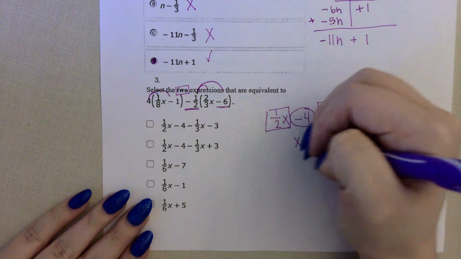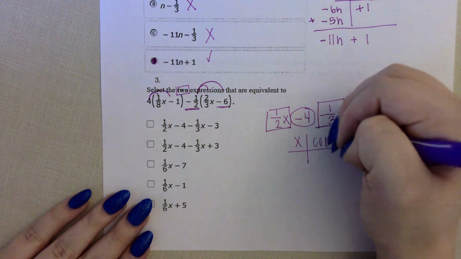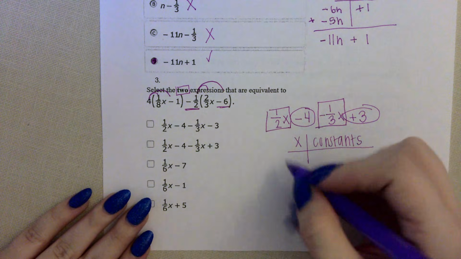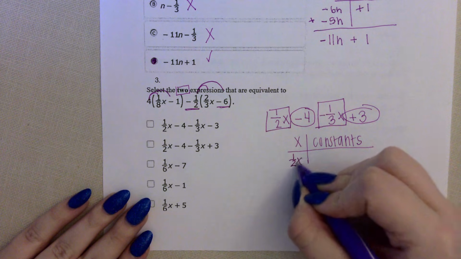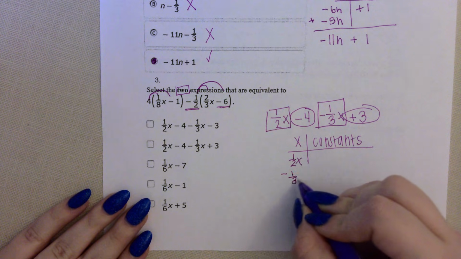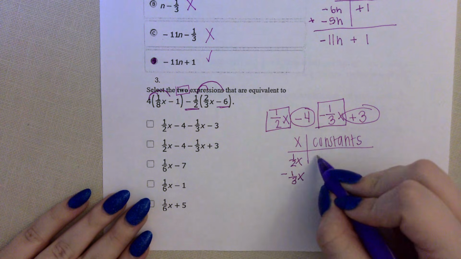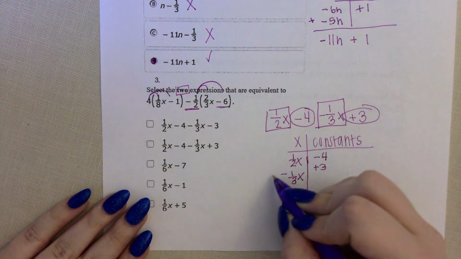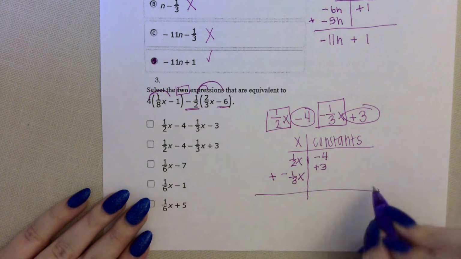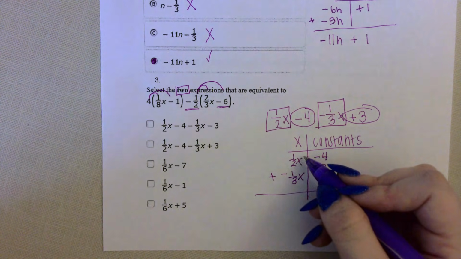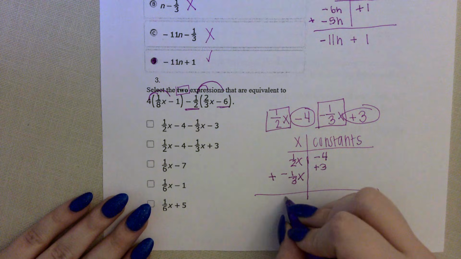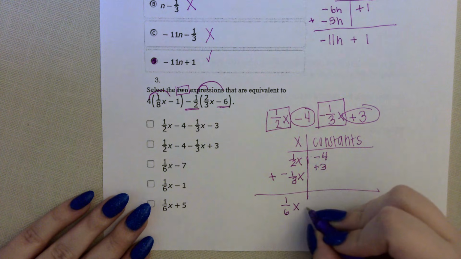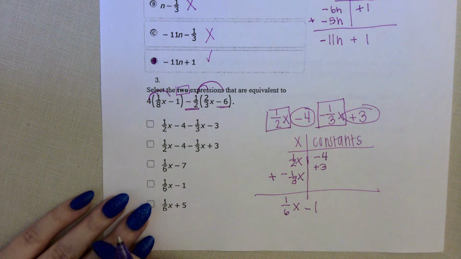So let's make our t-chart for my x and for my constants. My x's, I have 1/2 x, and I have negative 1/3 x. For my constant, I have negative 4 and positive 3, and then I'm going to add these together. 1/2 x minus 1/3 x gives me 1/6 x, and negative 4 plus 3 gives me negative 1.